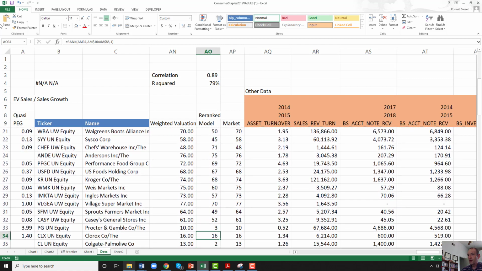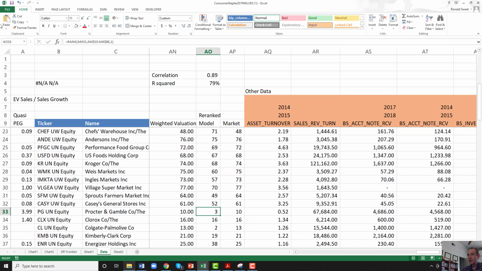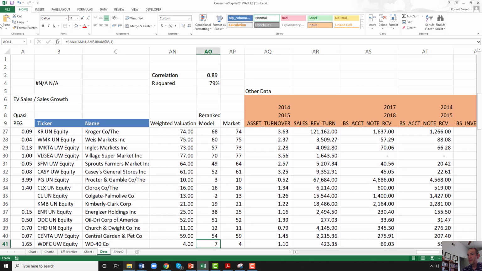So what I like are firms that we think are great that are not that expensive. So Procter & Gamble, actually we bought Procter & Gamble after this analysis. Our model liked them a lot. Ranked number 3, and they were the 10th most expensive. And same thing with Colgate. I don't think we bought Colgate. We did buy Procter & Gamble, but Colgate was on our consideration list, on our potential buy list. They're ranked number 2, but they're only the 13th most expensive.